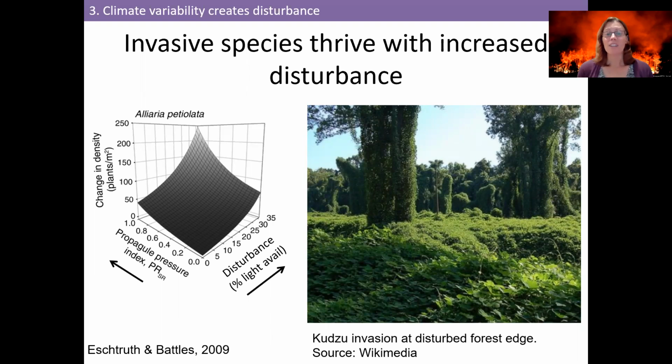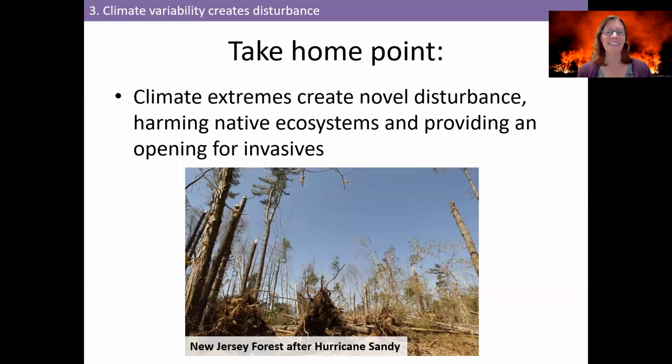And the picture on the right is kudzu at a forest edge, right? A forest edge is, by definition, a disturbed area, lots of light there, not as many plants to compete with, and wow, is kudzu happy in those areas.